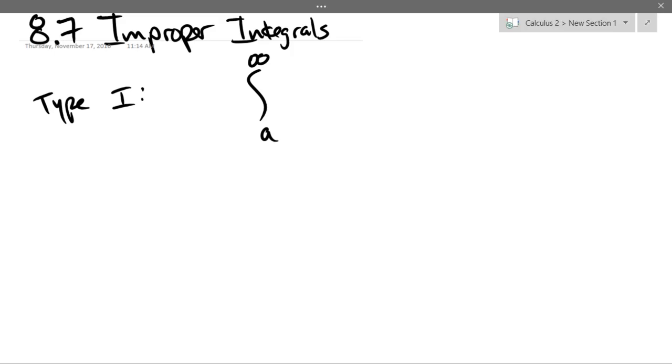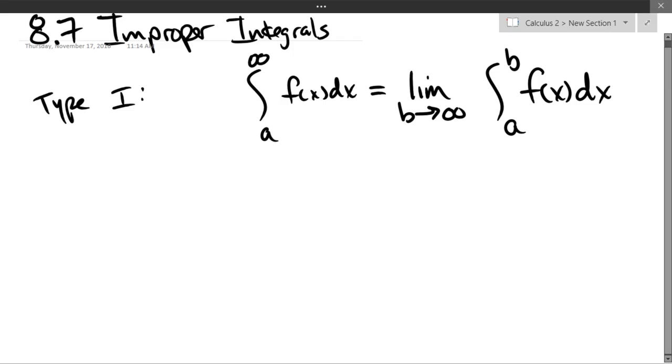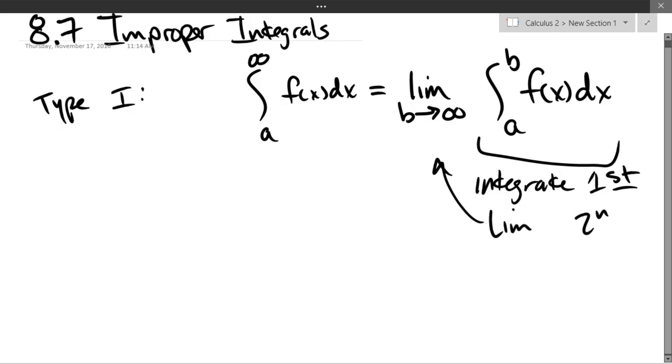So you keep going. f(x) dx, and the way we handle this is we just replace infinity with a limit. I'll use the letter b. So we're going to go limit as b approaches infinity, integral from a to b of f(x) dx. So you just integrate from a to a letter, and then after you integrate, you take a limit. So integral first, limit second. There's really nothing more to it than that.